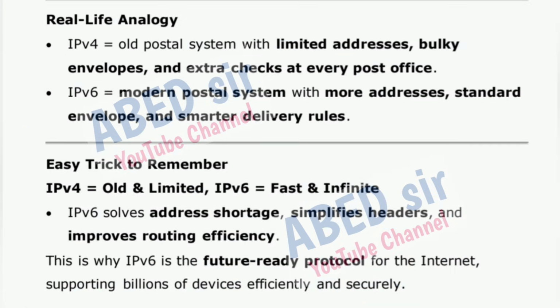Real-life analogy. IPv4 is equal to old postal system with limited addresses, bulky envelopes, and extra checks at every post office. IPv6 is equal to modern postal system with more addresses, standard envelope, and smarter delivery rules.